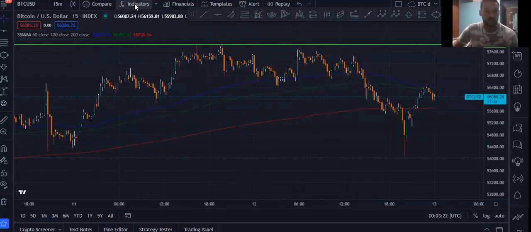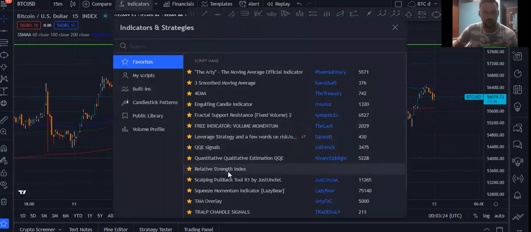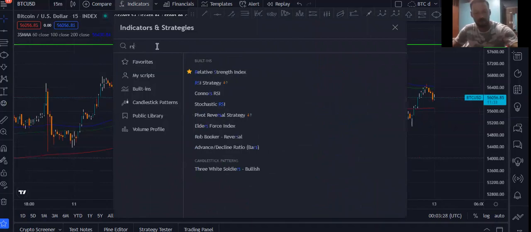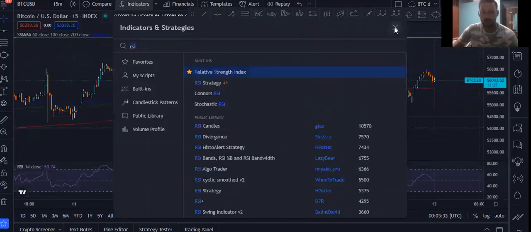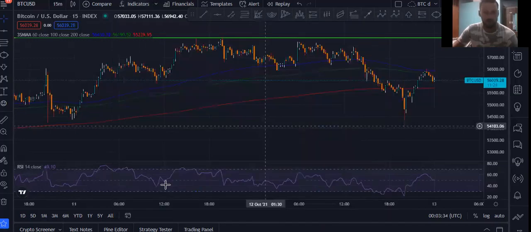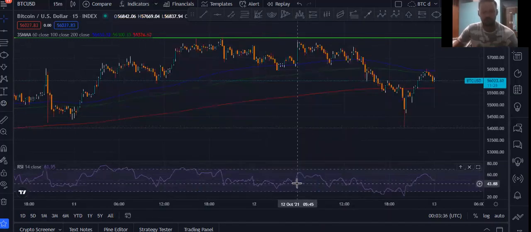Next thing, again, we go to the indicators and we're gonna find RSI, relative strength index. Okay, and here it is. As you can see, we have it here. So most people use this indicator wrong. I mean, for somebody maybe it works, for me no.